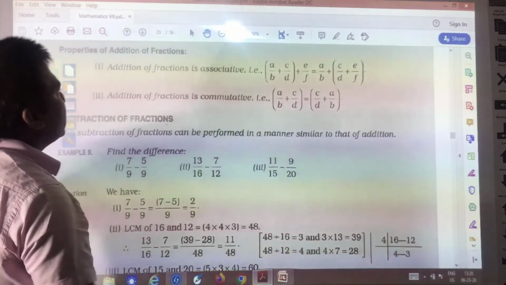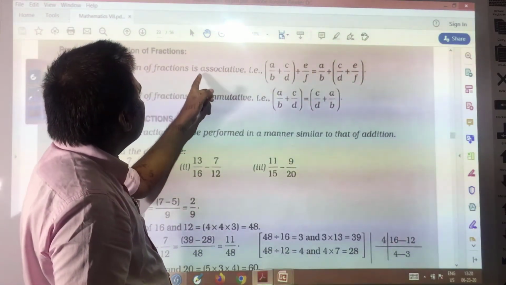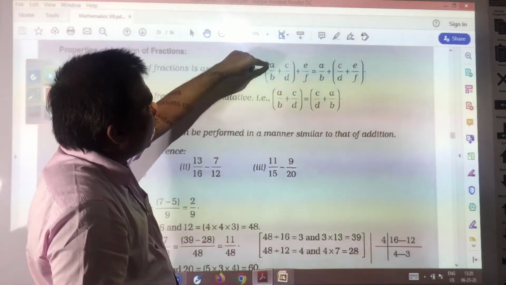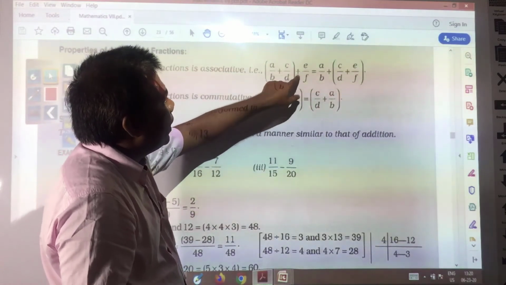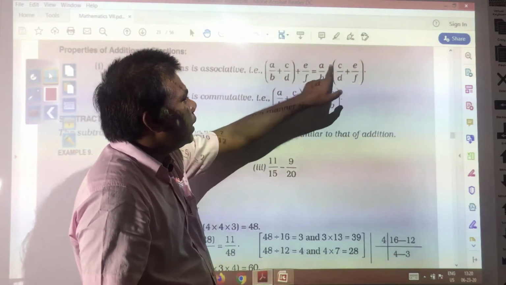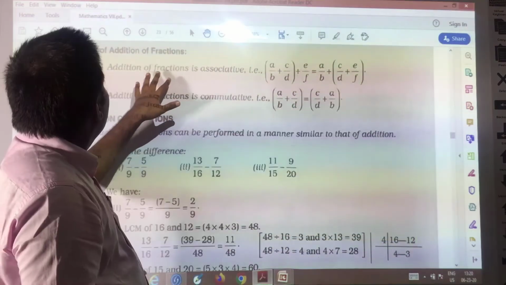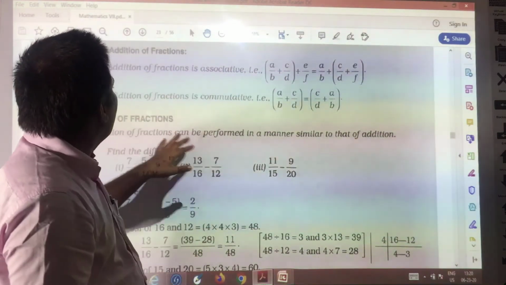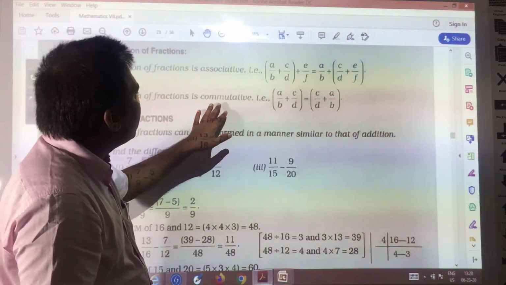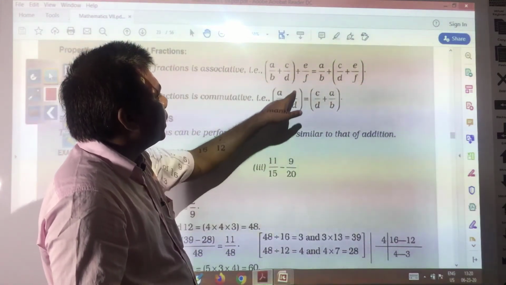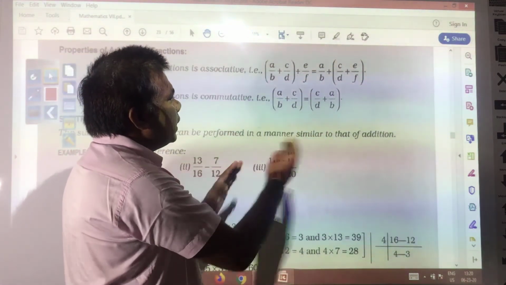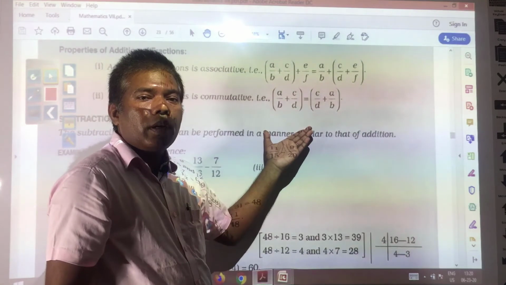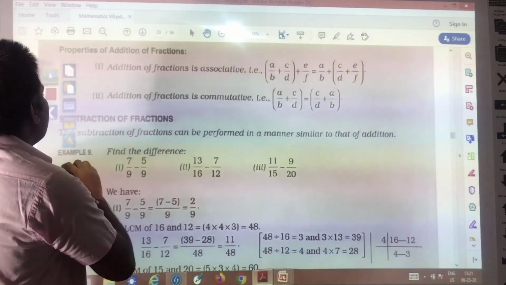Then you have properties of fractions. Addition of fractions is associative. Suppose, as you already learnt in integers, a by b plus c by d, in whole, plus e by f will be equal to a by b plus, in whole, c by d plus e by f. The same property you had for integers is applied here in fractions also. Addition of fractions is also commutative, meaning a by b plus c by d will be equal to the same result if you interchange them and add.